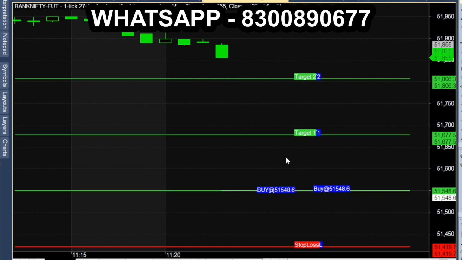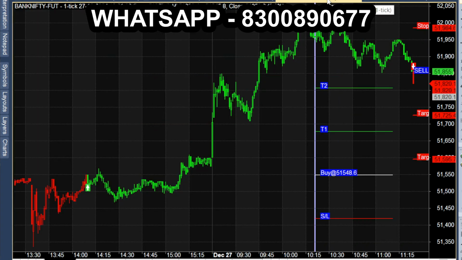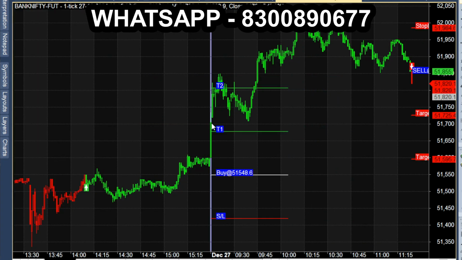9:15 a.m. market open, positive start, continuous bullish market. After 11 o'clock, downside breakout, sell call, red color candle open. Like this, daily, automatically it will generate calls like a signal in this chart.